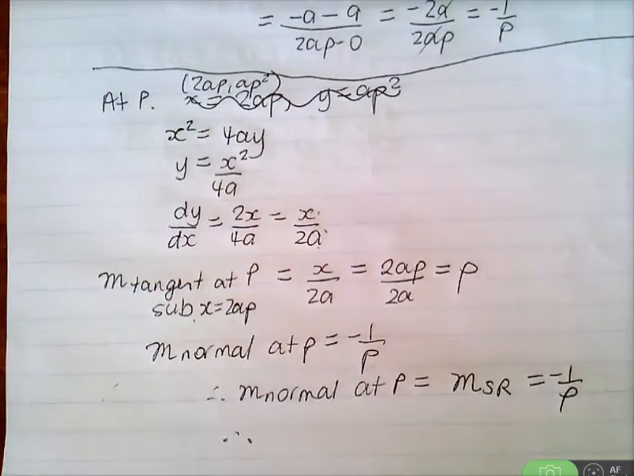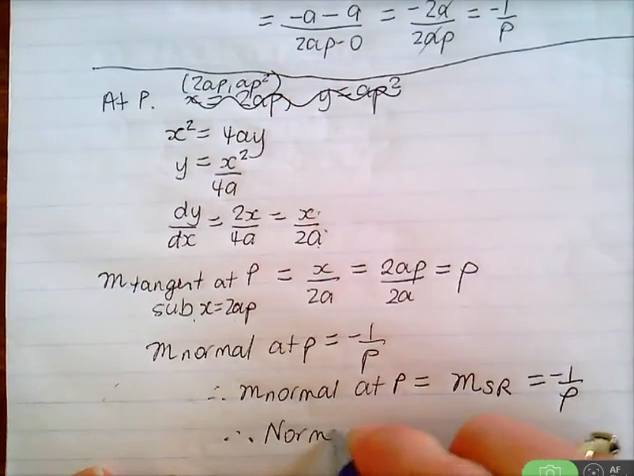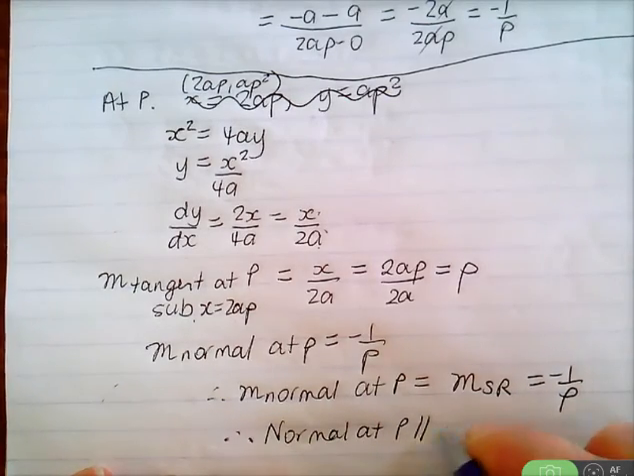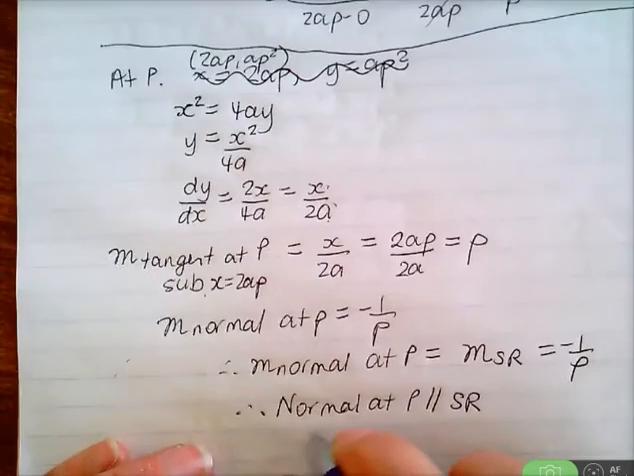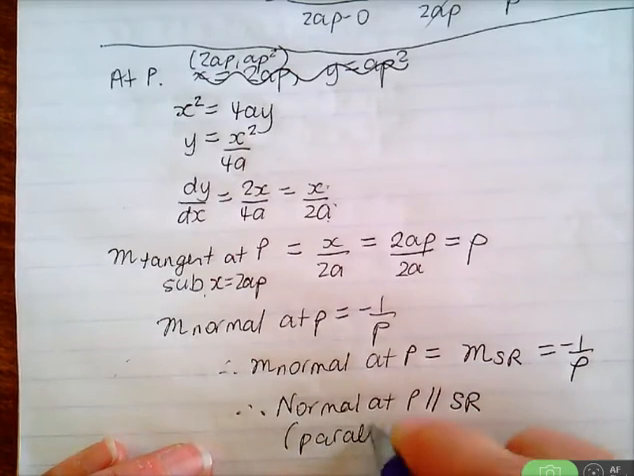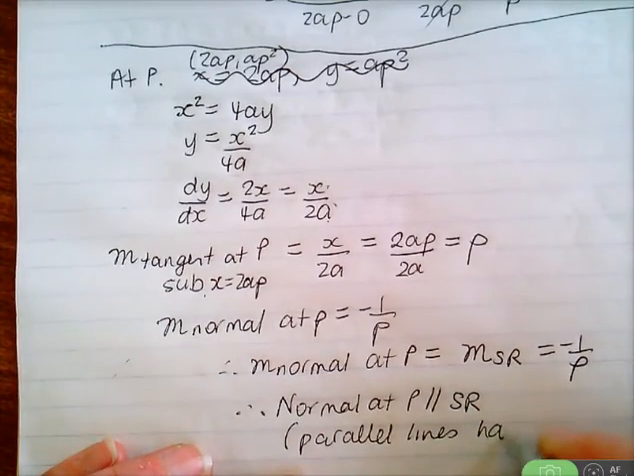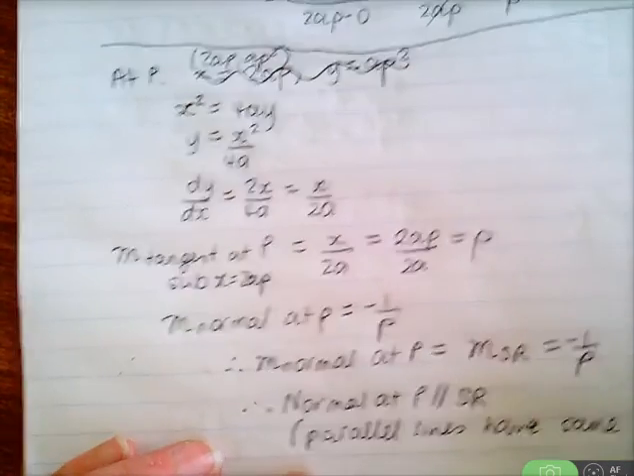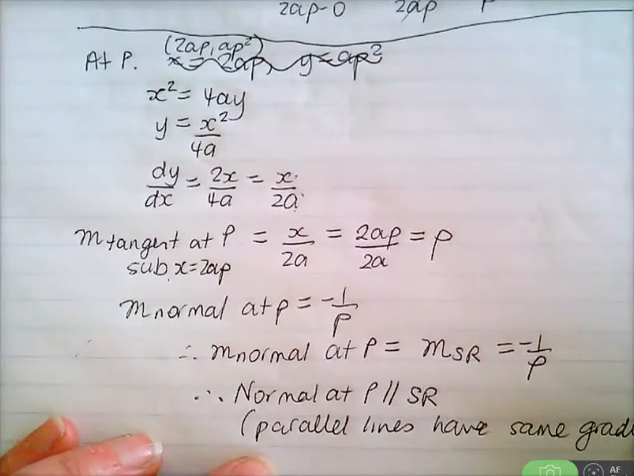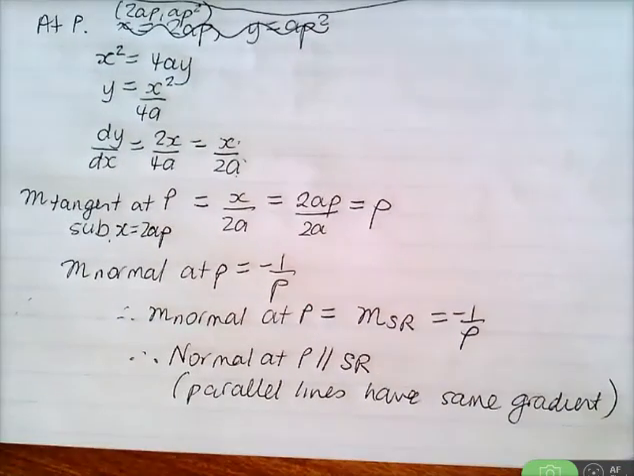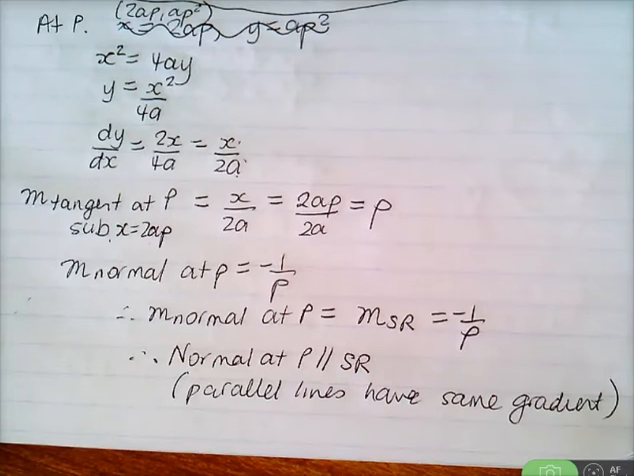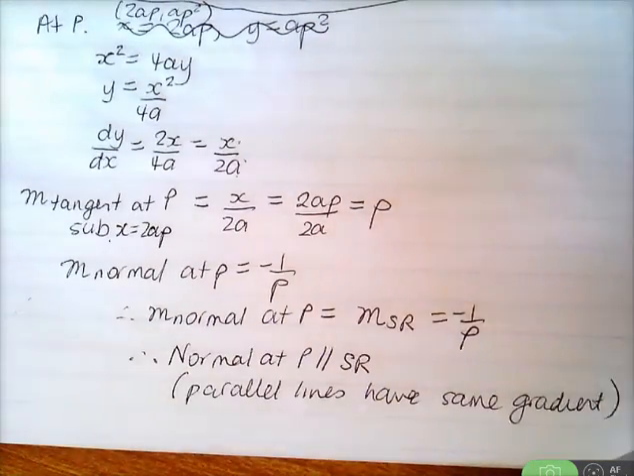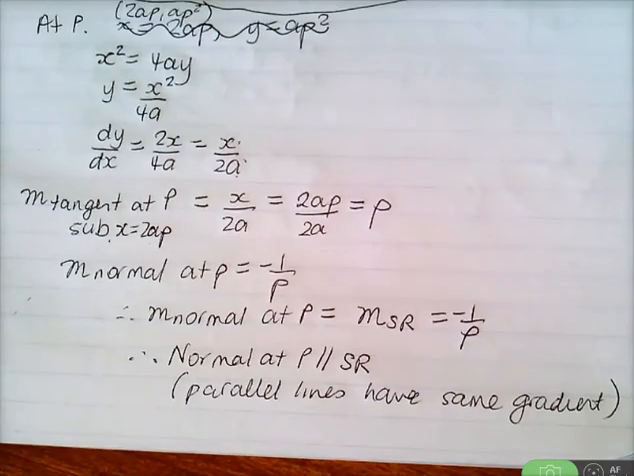parallel lines have the same gradient. Therefore, the normal at P is parallel to SR. Reason: parallel lines have the same gradient. So girls, see how this topic is all using information that you already know, using rules that you already know, but it's just using 2ap, ap squared instead of numbers. Okay? It's using the parameters of the equation rather than the coordinates of the point. All right?